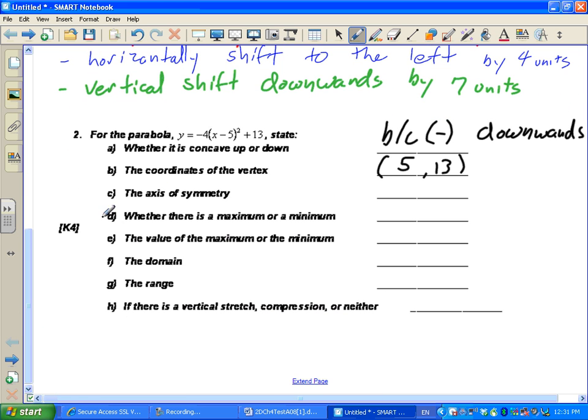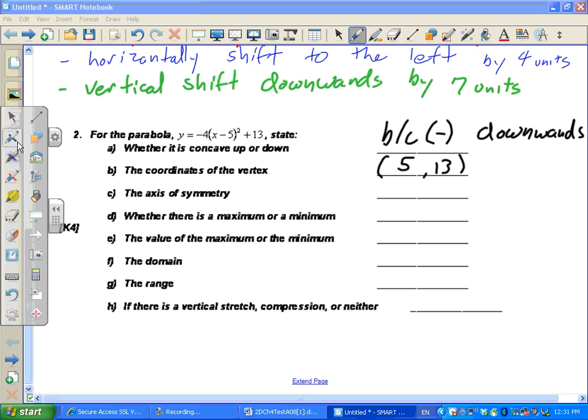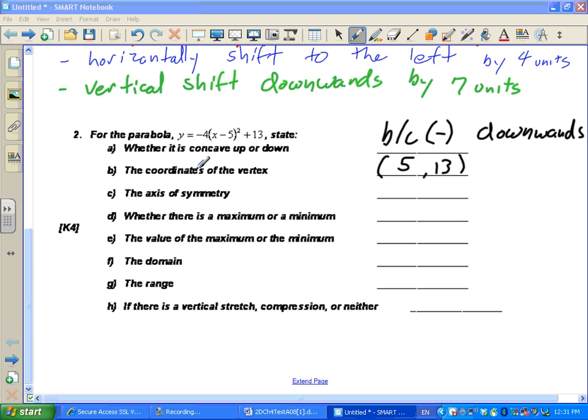Axis of symmetry. Anyone know? Okay. Why is it 5? Whatever the x value of the vertex is, it's the exact same as the axis of symmetry. So because the x-coordinate of the vertex is 5, our axis of symmetry is x equals 5.